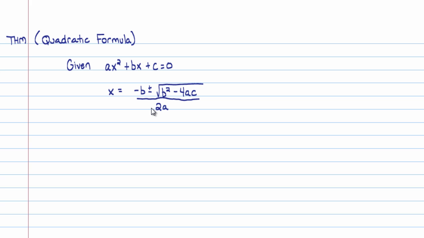Before we go any further, I just want to remind you of the quadratic formula. We're given a quadratic equation of the form ax squared plus bx plus c is equal to 0. Given that quadratic equation, the solution is equal to negative b plus or minus the square root of b squared minus 4ac, all over 2a. And we're going to use that to solve a very specific kind of quadratic equation.